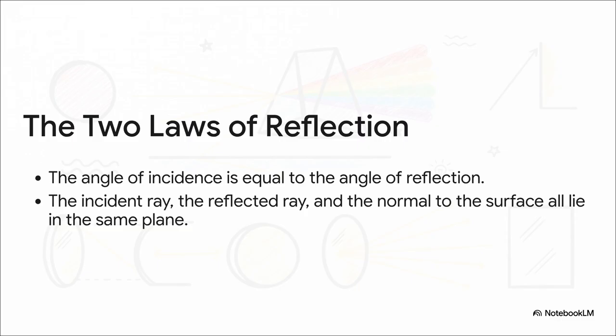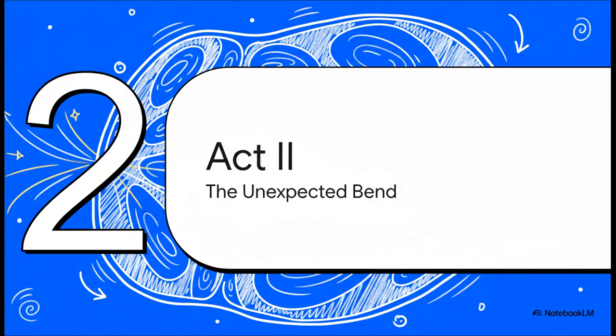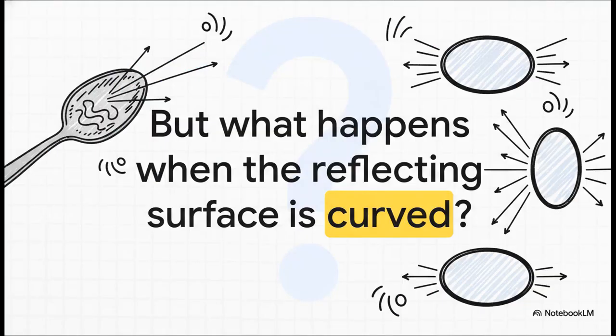It's perfectly predictable. Right, but the world isn't all flat surfaces and straight lines, is it? So let's move on to Act 2 and see what happens when things get a little curvy. This is where light starts doing some really interesting, unexpected things. And this, of course, brings us right back to our spoon. Those simple laws of reflection still apply, 100%. But on a curved surface, the outcome is completely different. So how does a simple curve change the whole game?